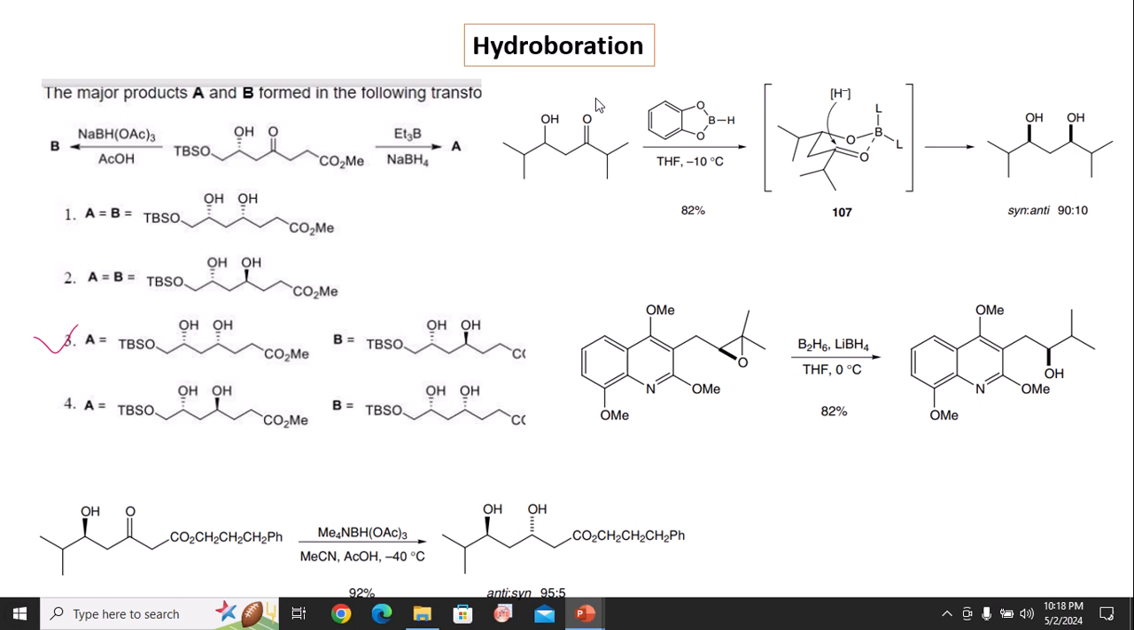This is the reduction reaction, where the reduction takes place in the presence of triethylborane and sodium borohydride, and effectively we get the syn diol via a chelate-like transition state, so we get the syn product. In the case of sodium triacetoxyborohydride, we get the opposite isomer, where the hydride ion attacks from the less hindered face, and we get the anti product.